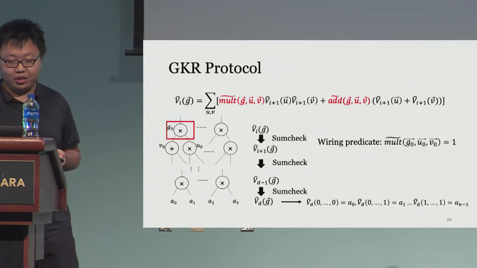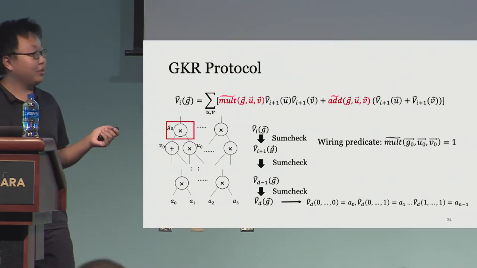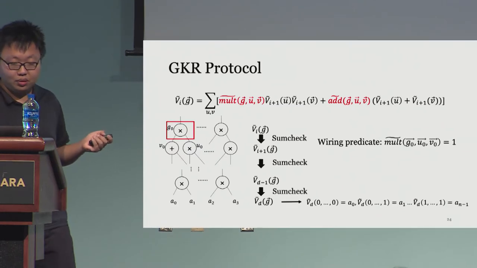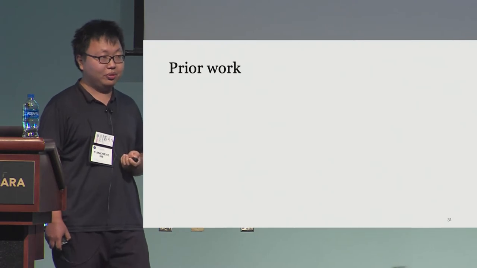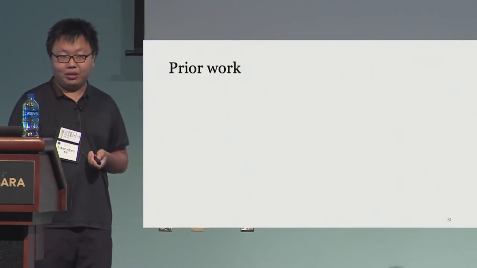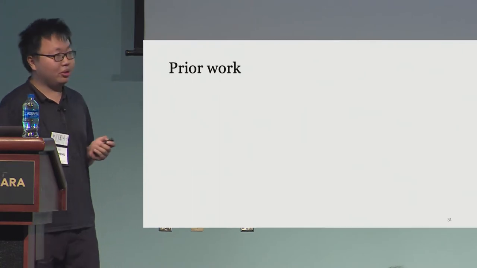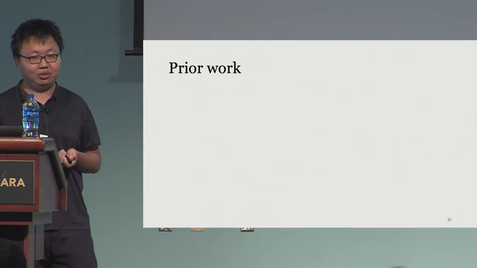And the complexity of the GKR protocol is the sum of the complexities of all of these sum check protocols. So in order to improve the GKR protocol, we only need to improve the sum check protocol. Now, let me introduce some prior work on sum check protocol improvement to make it a linear time sum check protocol.